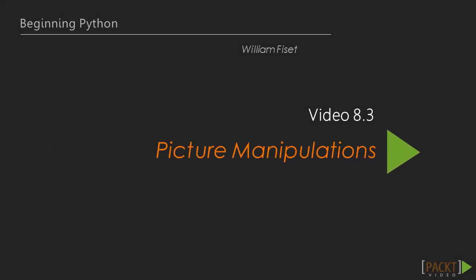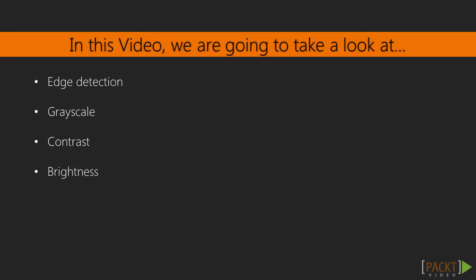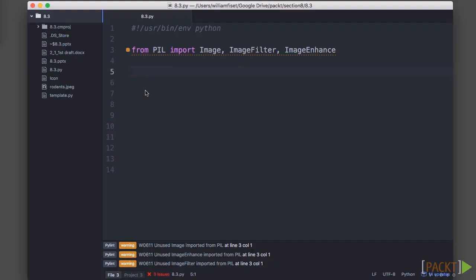Welcome. In this video, we are going to look at some of the color picture manipulations that we can do with Pillow. Some of those will include my favorites, which are edge detection, grayscale, contrast, and brightness. Furthermore, we will look at how we can use the Python imaging library / Pillow documentation to assist us in finding the transformation we are looking for.